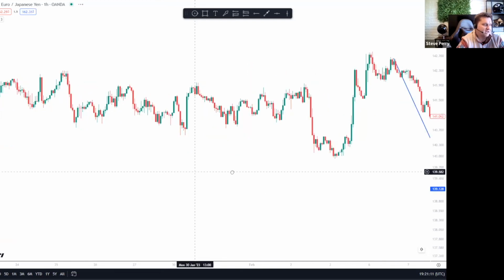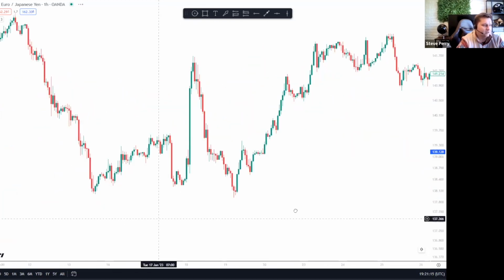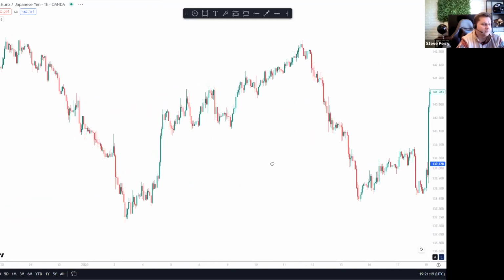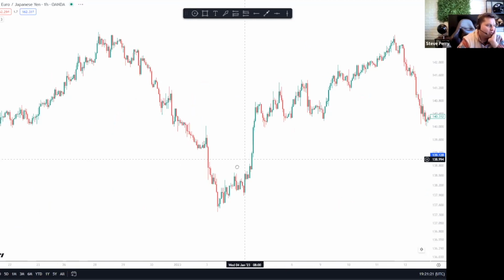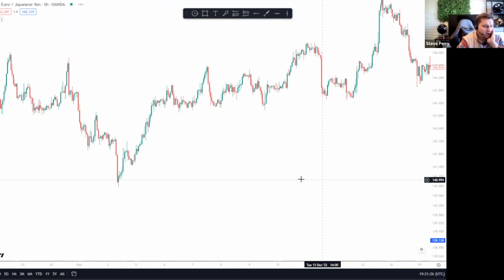I still got to find that rectangle. I want to find you guys a solid bearish or a bullish ascending triangle. Those are really, really good when I can find them. Those are usually really, really good.